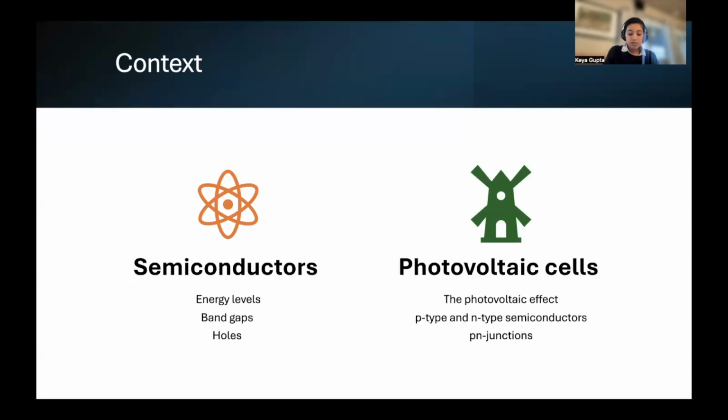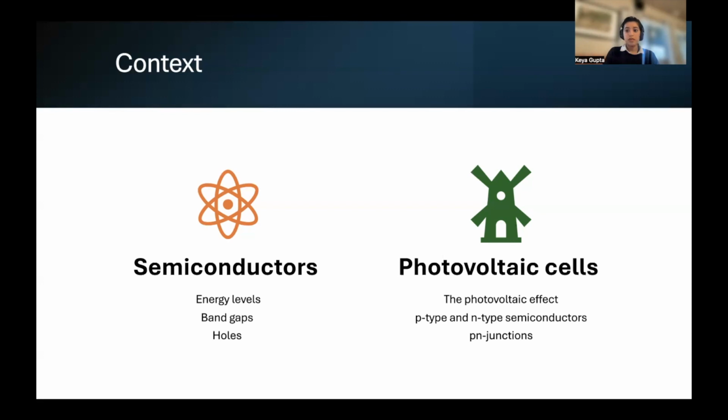So a little bit of context about the physics behind solar panels. Solar panels use semiconductors. I'm going to contrast a semiconductor with insulators and conductors, just to get a better understanding. Basically, the thing that differentiates semiconductors, insulators, and conductors is how easily they can conduct electrons inside of them. So how easily can electrons move inside of the material?